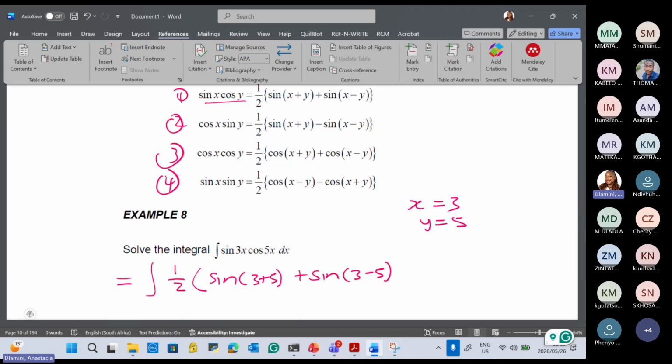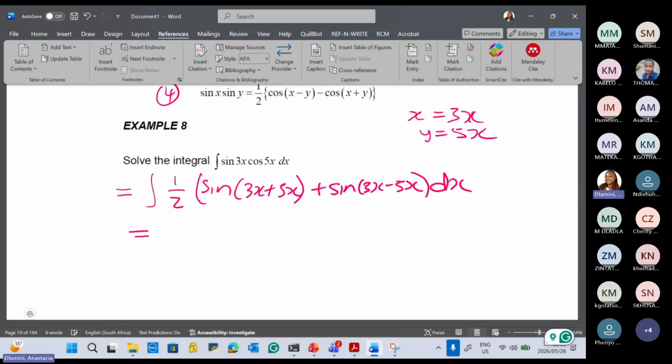Sorry, what am I saying? Put X there. Put X. Yeah, always the X's. So let's put x's. That's what I'm saying. So it's 1 over 2, so that's the integral of sine of 3x plus 5x plus sine of 3x minus 5x dx.